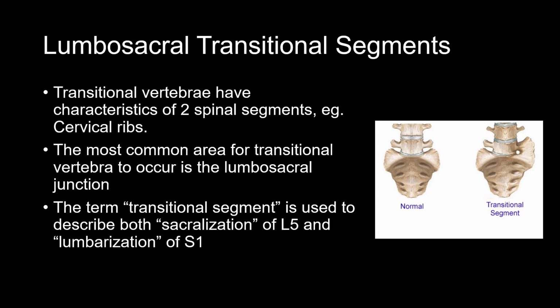Now we'll discuss congenital anomalies and normal variants. Lumbosacral transitional segments. The way these work is the TP either grows, articulates, or fuses with the sacral ala. And it can be unilateral or bilateral. In this case, we have a unilateral type 3 because we have fusion.